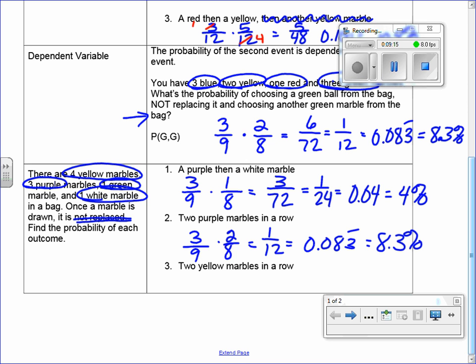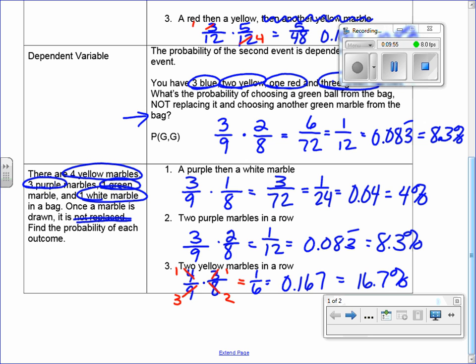2 yellow marbles in a row. Okay, so we have 9. There's 4 yellow marbles to start off with. We're going to assume we got that first yellow marble, so it's going to go down to 3/8. Here I can do some reducing. That 4 goes into 8 twice, 3 goes into 9 3 times. Now I multiply and I get 1/6, which is 0.167, which is 16.7%.